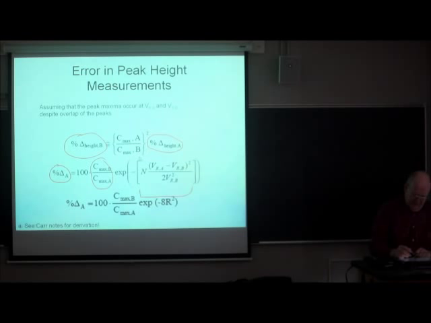And this term here works out to be 8 times r squared. R squared, 8r squared. Now, exponential of minus 8r squared is a very strong function of r.